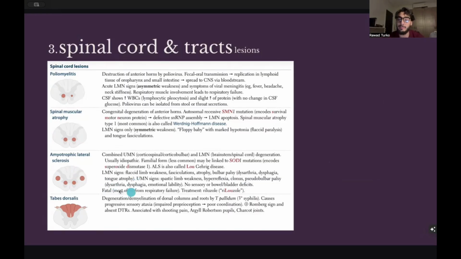All right, and this is fatal because of respiratory failure, because you have loss of innervation of the inspiratory muscles, like the diaphragm, for example. All right, and the treatment is something called riluzole.